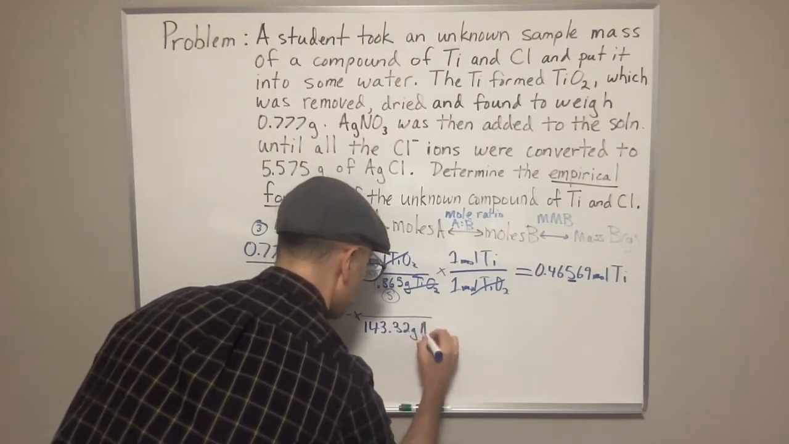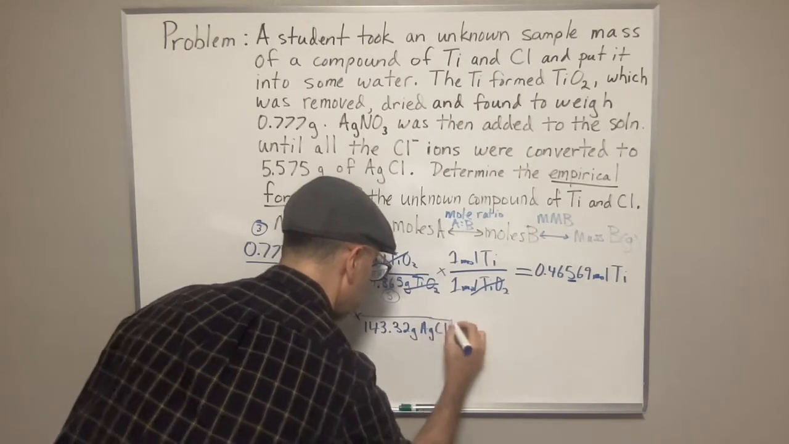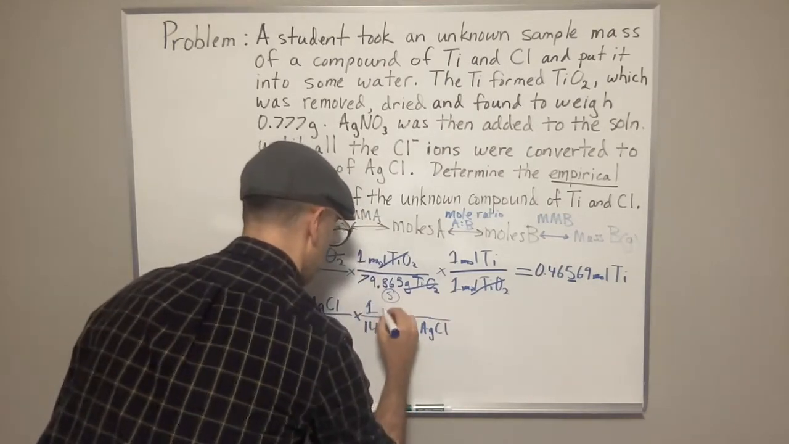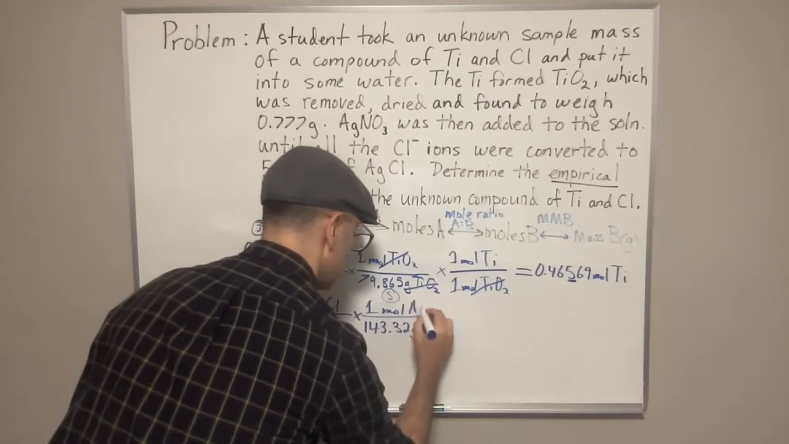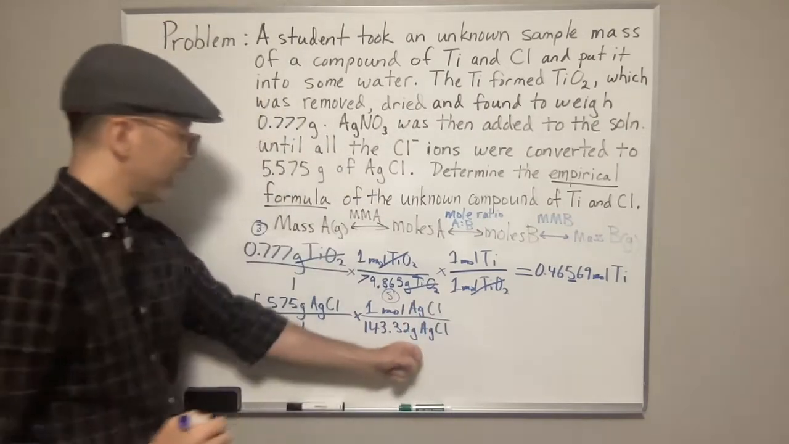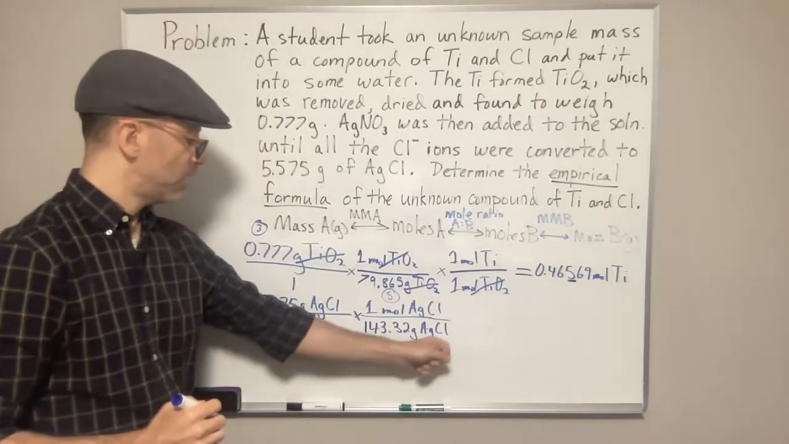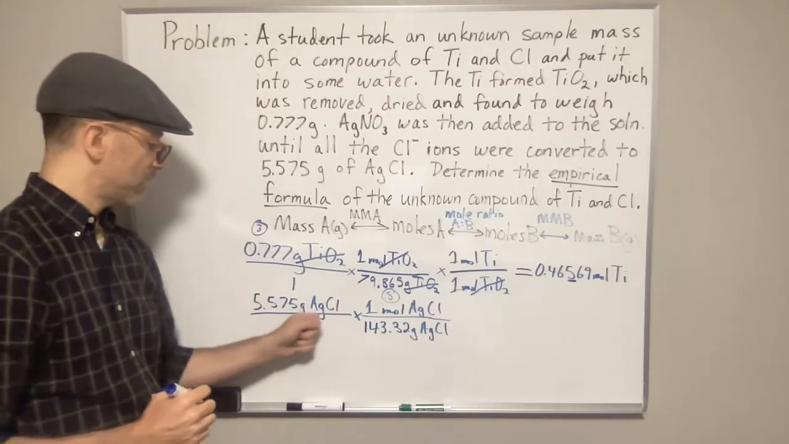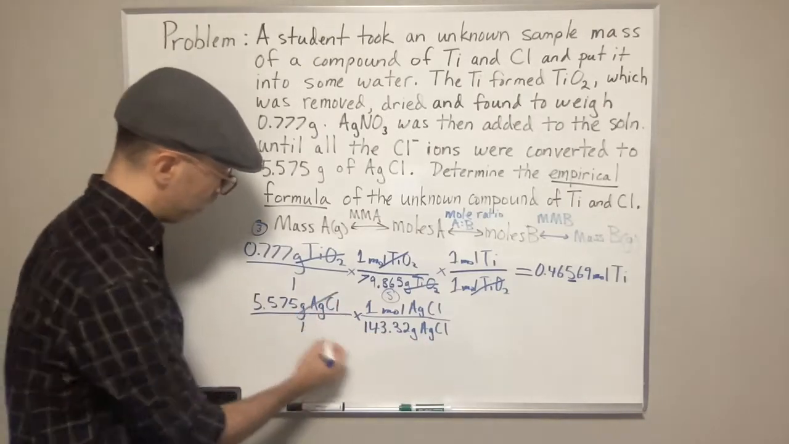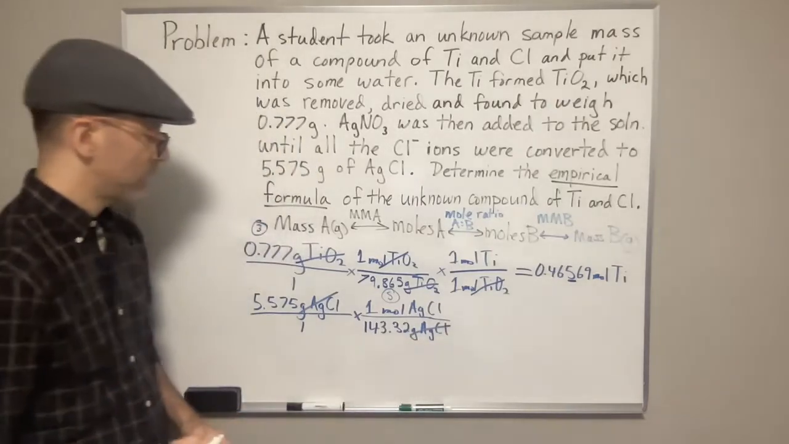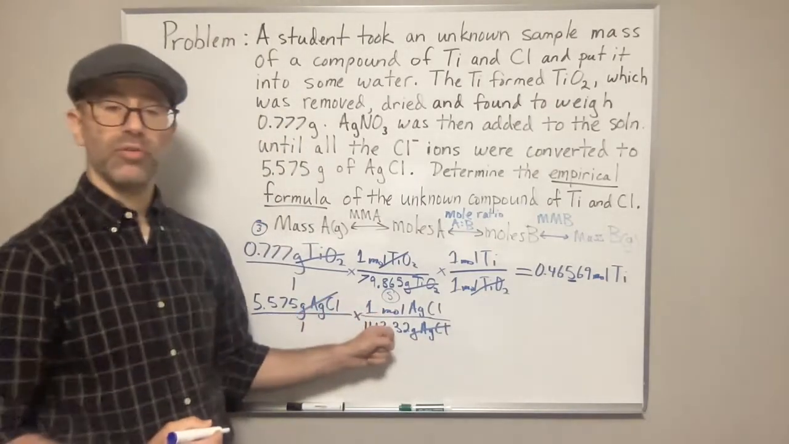143.32 grams of AgCl and 1 mole of AgCl on top. Again, I put the grams of AgCl on the bottom because I have grams on top and I want to cancel that out. So now they cancel out, grams of AgCl. Now I have moles of AgCl.